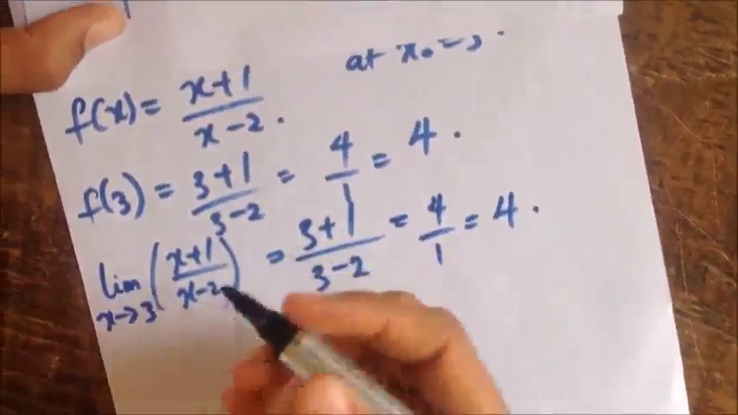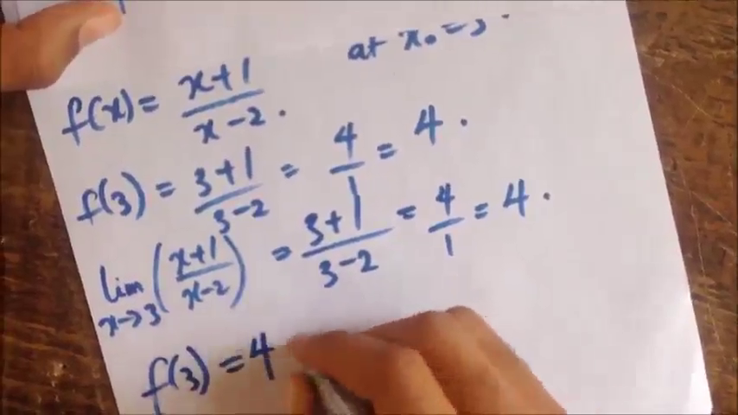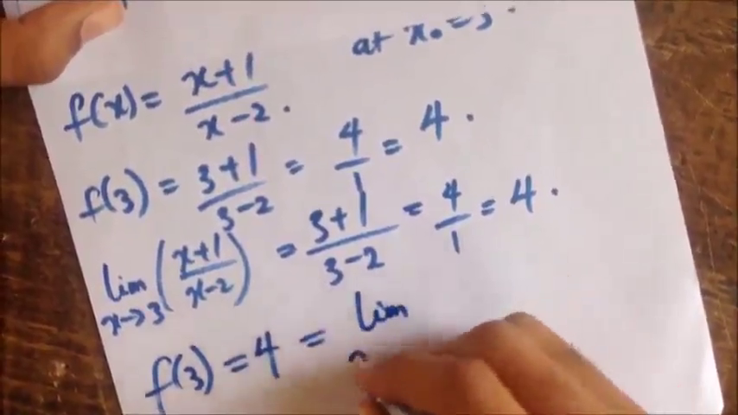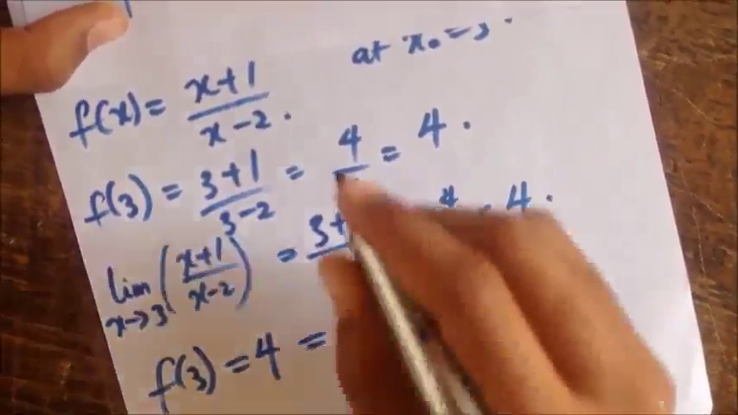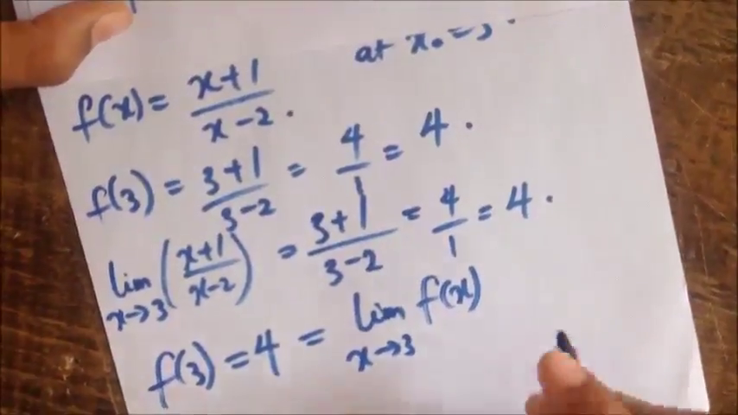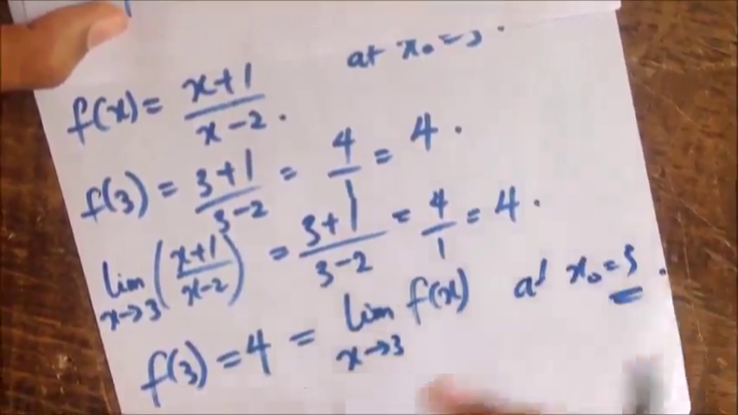So for my final condition, it shows that f of 3 is equal to 4, which is the same as my limit as x tends to 3 of f of x. So my function f of x is continuous at x0 equals 3. So this is how we solve continuity.